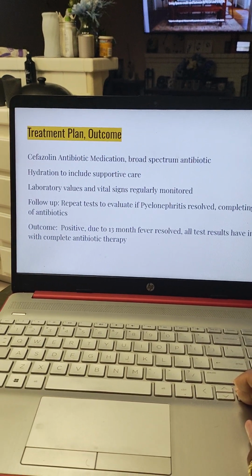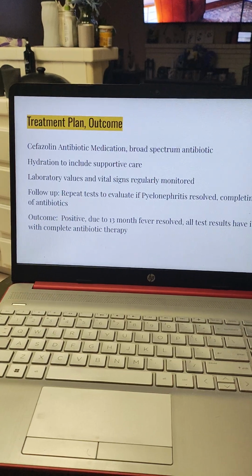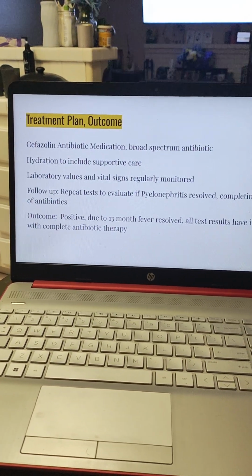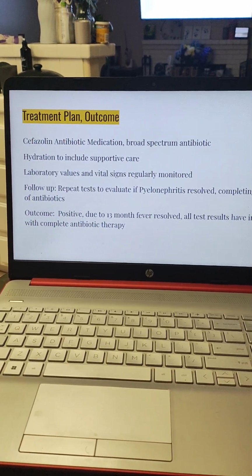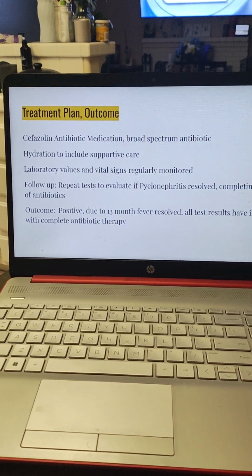So the treatment plan for her is to be treated with a broad spectrum antibiotic, cefazolin. We're going to hydrate her with some IV therapy and continue to monitor her vital signs and lab work regularly.